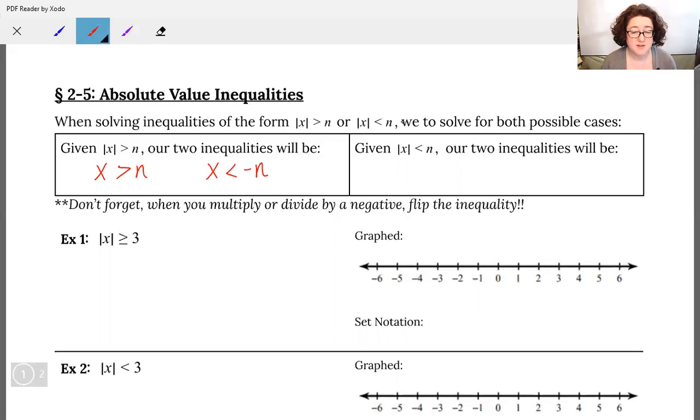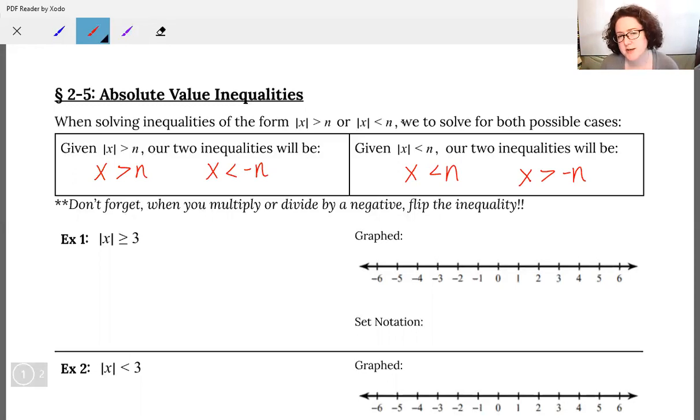Kind of like when we solved absolute value equations, we did the positive version, we did the negative version. Well, when we do that with inequalities, the kicker is we're multiplying that n value, or whatever number we have, by a -1. And anytime you're dealing with inequalities, multiplying or dividing by a -1 means you have to switch the direction of your inequality. Okay, and our second one, given that the absolute value of x is less than n, our two inequalities would look like x is less than n, again no change in our signs. But then when I change the sign on my n, it means I also have to change the direction of my inequality. So let's see what this looks like.